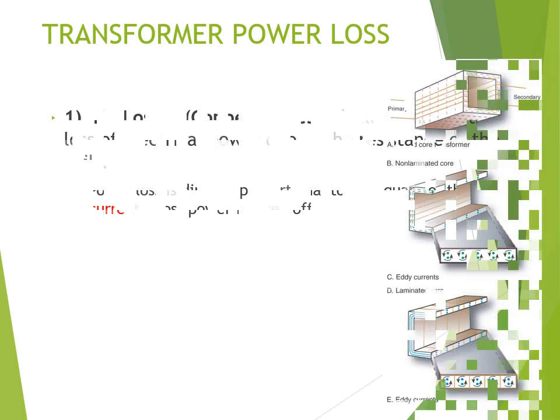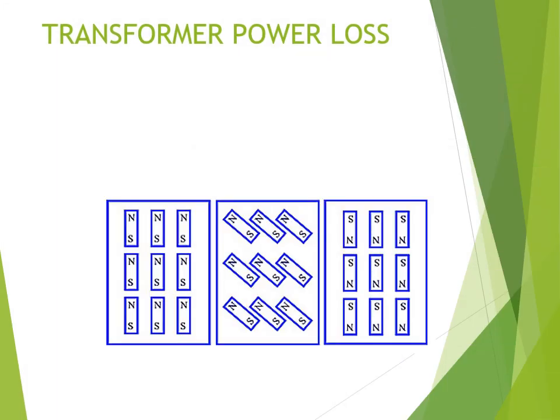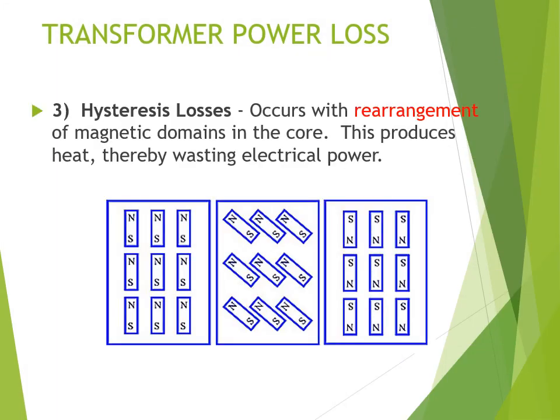The second type of power loss are eddy current losses. This is an example of a closed core transformer that we're looking at here, and it's showing the swirling currents within the core caused by alternating magnetic flux. The third type are hysteresis losses, and that's with rearrangement of the magnetic domains, how they arrange themselves while we're using them. It results in power loss also.